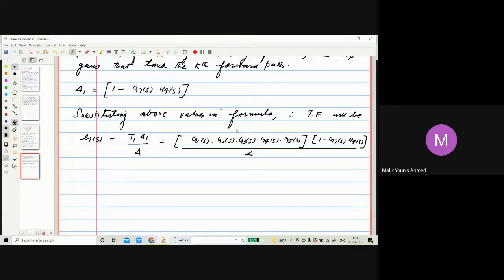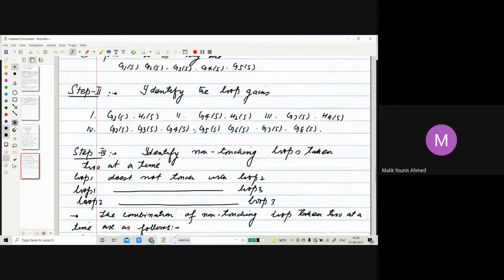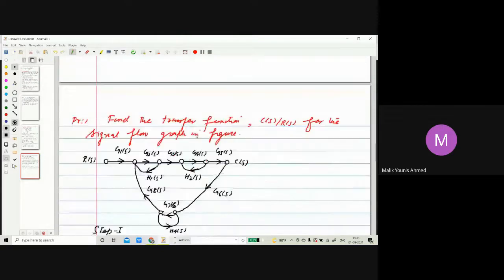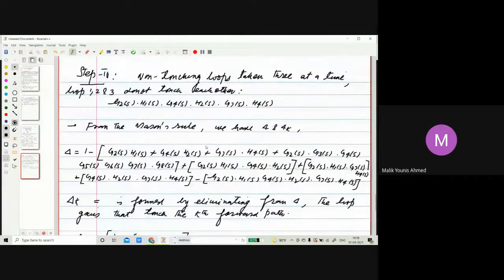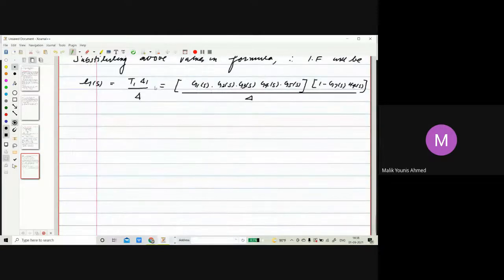So this is the first numerical we have done just to become familiar with Mason's rule. That's why I have taken the generalized values. Anybody who has a question can ask. Anybody who has not been able to understand how we are taking the loop gains, and then what the forward paths are, what the non-touching loops taken 2 at a time, 3 at a time are, what the loop gains are? Anybody who's still not clear, I can clarify it. Okay, I hope everybody's clear. So let's move to problem number 2.